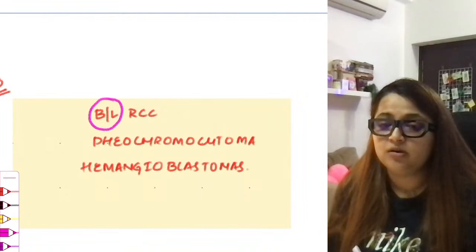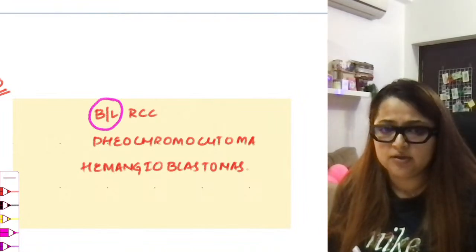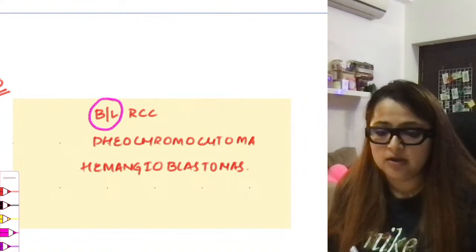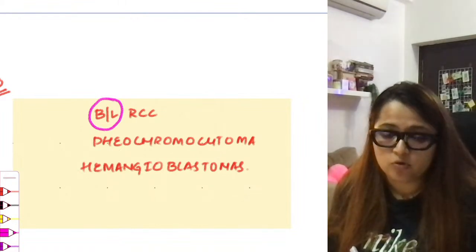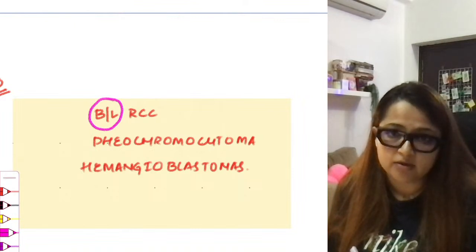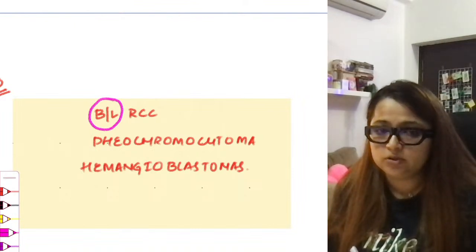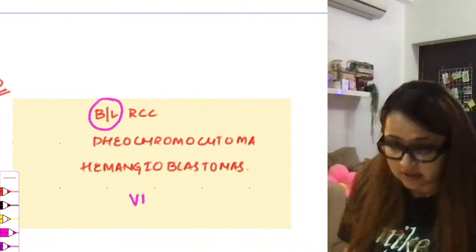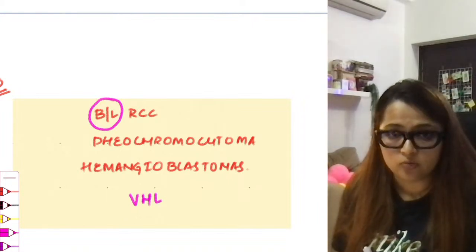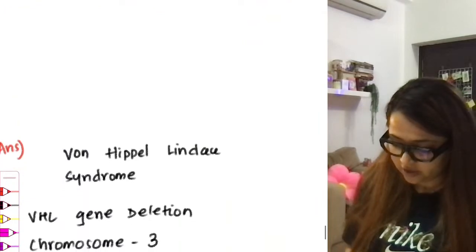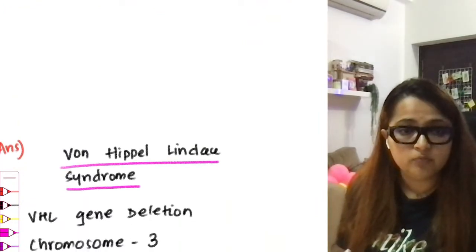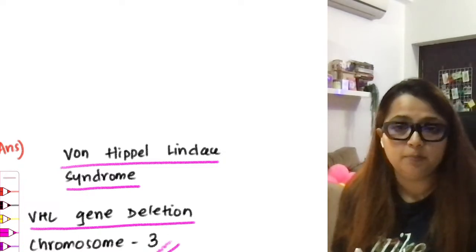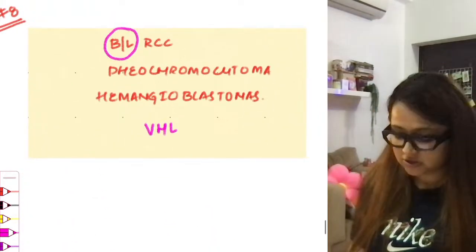You guys gave the right answer. No, this is not Wilms tumor, guys. Why do you think it's Wilms tumor? Wilms tumor is nephroblastoma, a child having an abdominal mass, and it is associated with three syndromes: Denys-Drash, Beckwith-Wiedemann, and WAGR syndrome. So this is not Wilms tumor. Bilateral renal cell carcinoma, pheochromocytoma, and hemangioblastoma indicate VHL, von Hippel-Lindau syndrome. Remember, the deletion is in the VHL gene, associated with chromosome number 3.